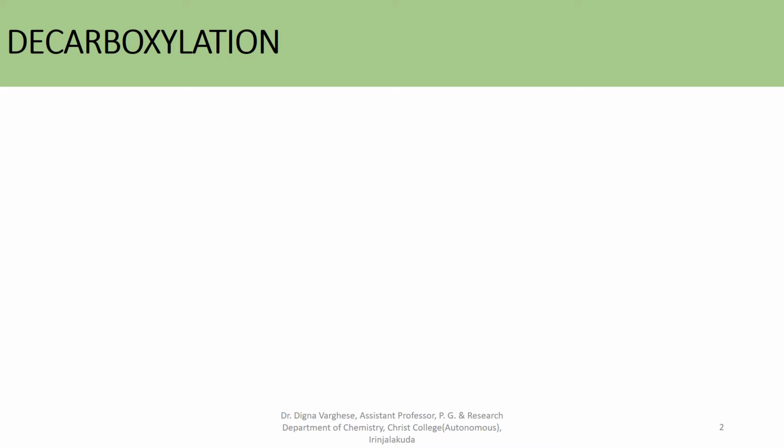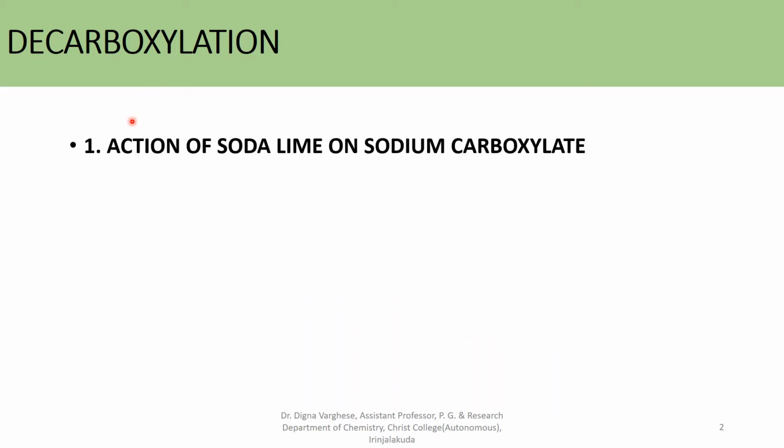Decarboxylation. This is the first reaction of carboxylic acids. Decarboxylation means the removal of carbon dioxide from the carboxylic acid. It can be done in two ways. The first one is the action of soda lime on sodium carboxylate, and the second method is Kolbe's electrolytic method, or Kolbe's electrolysis.